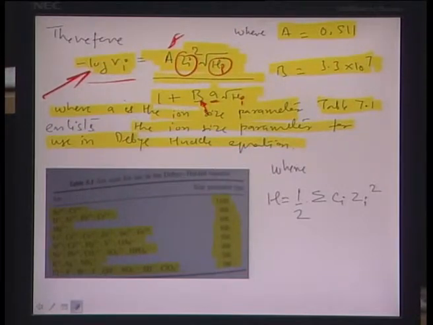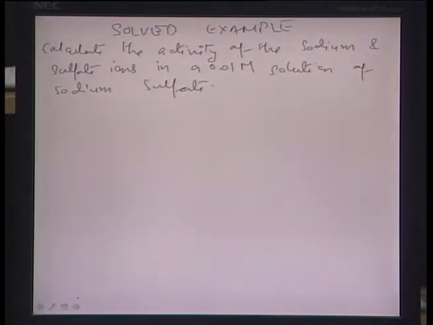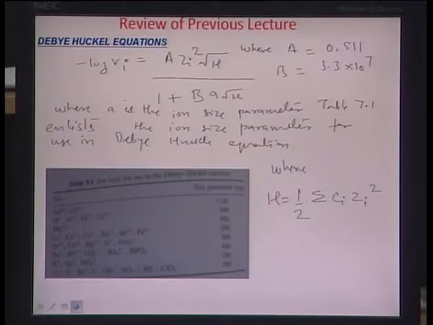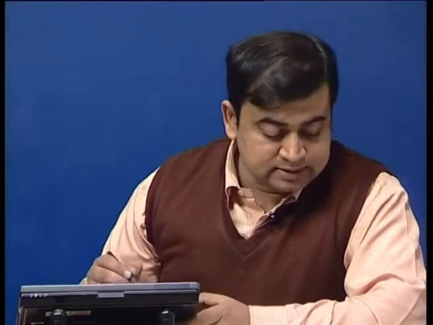Having said that, let us look into a little bit of a solved example where we talk about how to calculate the activity of sodium and sulfate ions independently in, let us say, a 0.01 molar solution of sodium sulphate. So, you have a sodium sulphate solution and you would like to find out the activity coefficient of sodium and sulphate ions independently by looking at the Debye-Huckel set of equations. So, let us try to solve this.